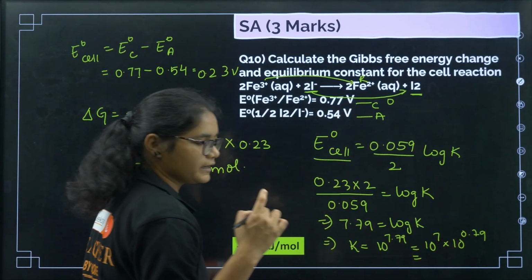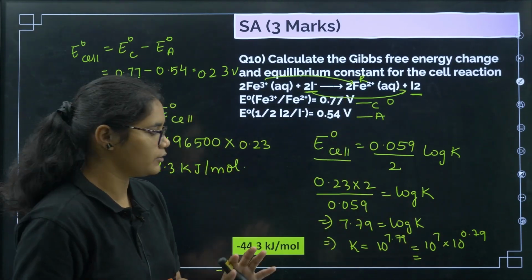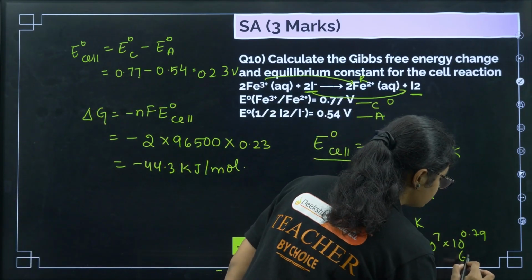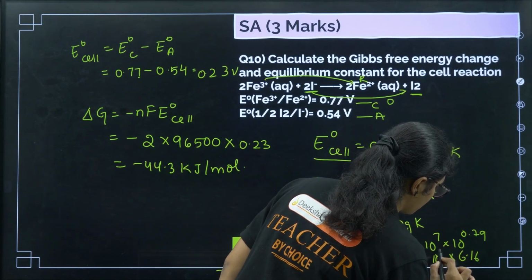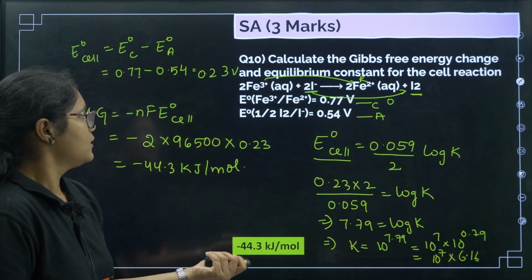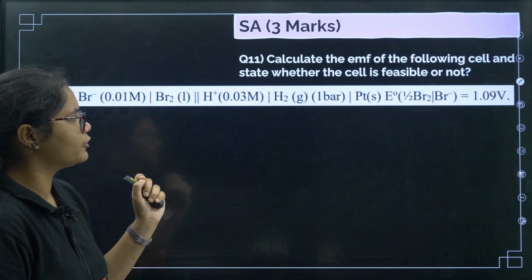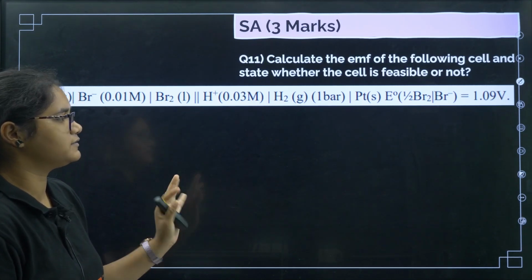I told you yesterday how to check the anti-log. I have made a video on how to check the log and anti-log table, so you can check there. You will get 6.16 into 10 to the power of 7. That will be the value of K. Clear? Fine. Next question: calculate the EMF of the following cell and state whether the cell is feasible or not.